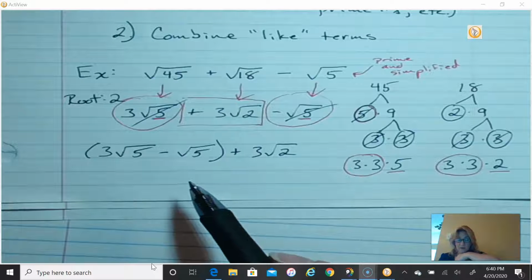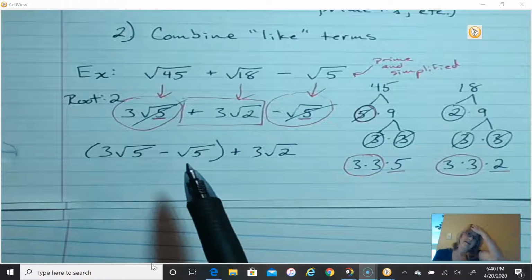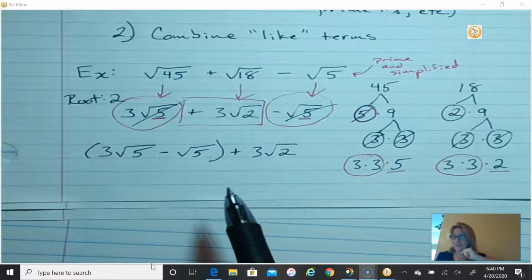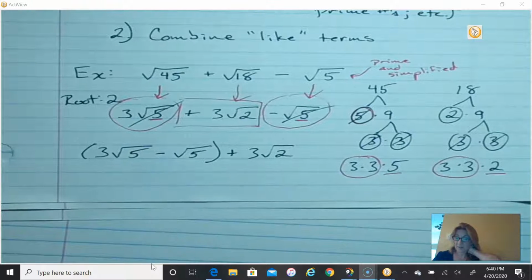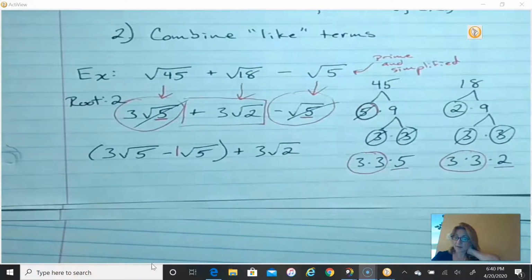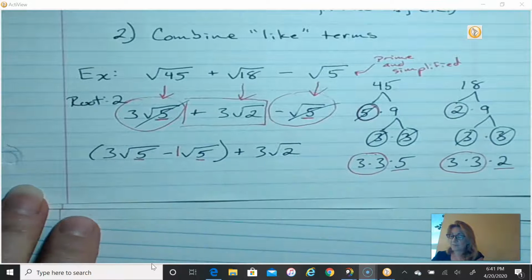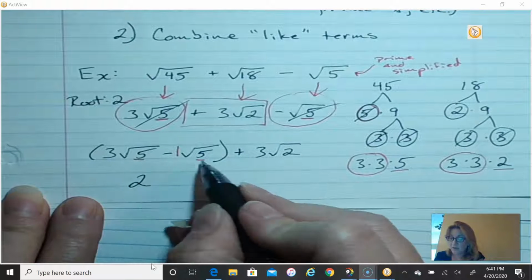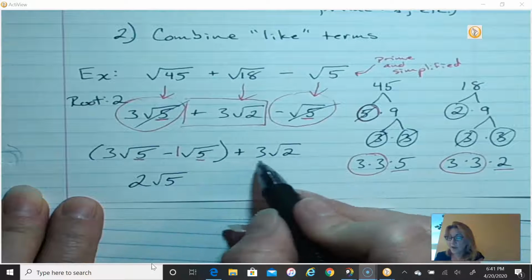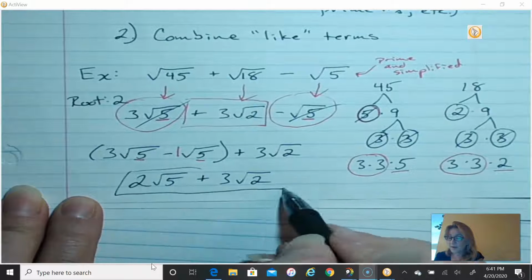So, what would this be? Let's see, we'll call on Christian. Christian, if there's no number on the outside here, what can we pretend is there? We can pretend there's a 1 there. So, if the radicals are the same, 3 minus 1 is 2, and then we just rewrite square root of 5. This cannot be combined with anything, so I just bring it down, and there's my answer.